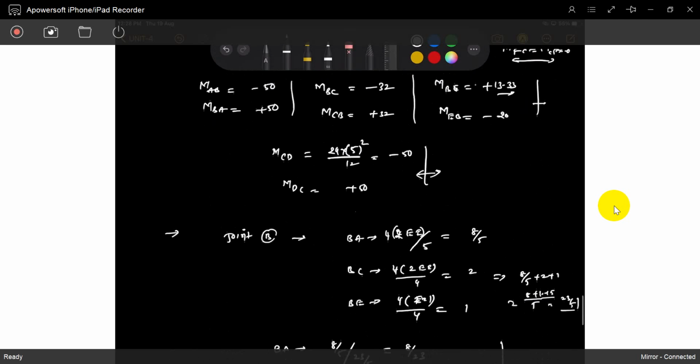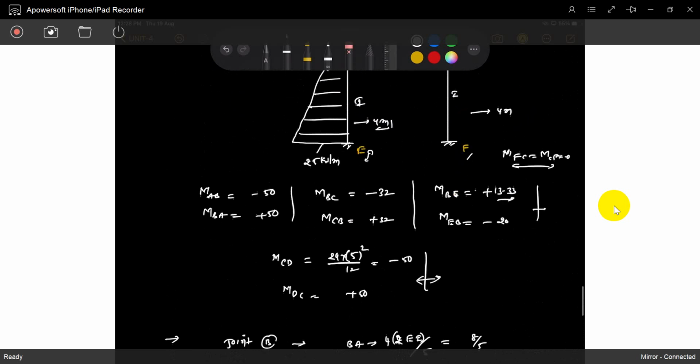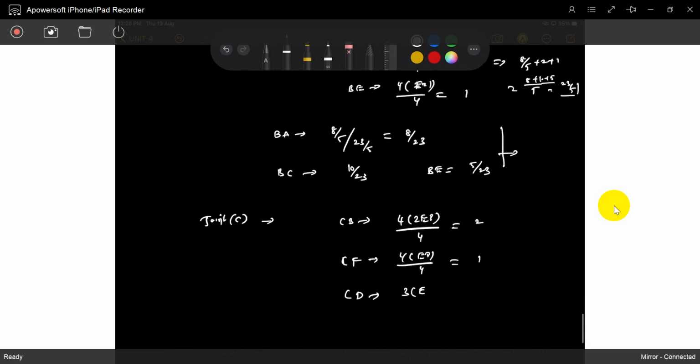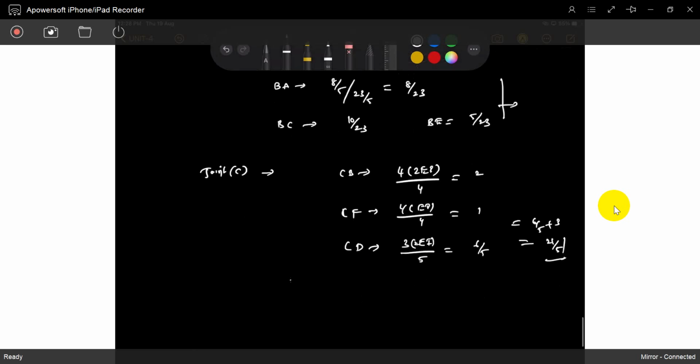CD, D is a hinge joint. Understood? It is a 3 EI by length, so 2 EI by length 5 meters, so 6 by 5. Total is what? 6 by 5 plus 3, so 15, 21 by 5. So now we can get the distribution factors: CB is 10 by 21, CF is 5 by 21, and CD is 6 by 21. Those are the distribution factors.